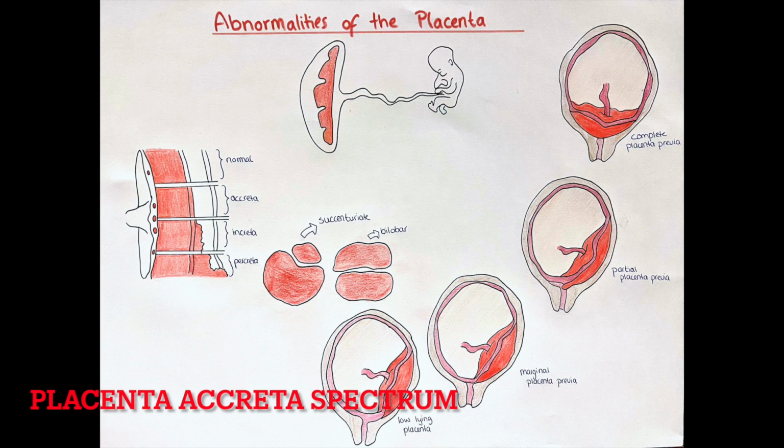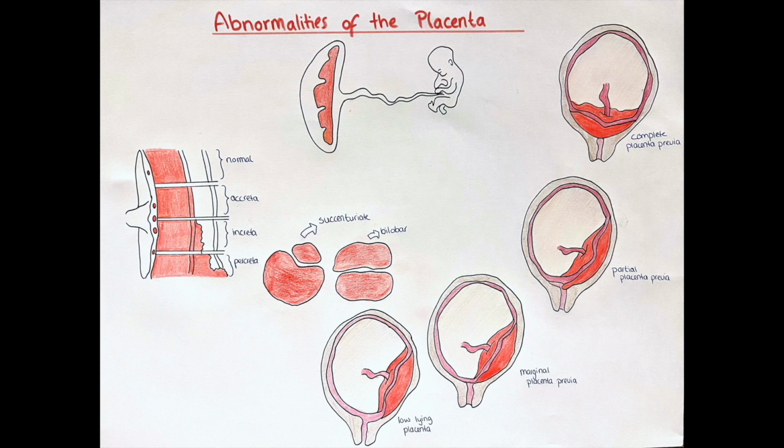At first, I will talk about the abnormalities involving the depth of the placenta. So, usually the placenta grows into the endometrium and is limited in its growth by the stratum basalis, so the deepest layer of the endometrium. There is usually a fibrous layer which separates the placenta from the rest of the uterine wall.